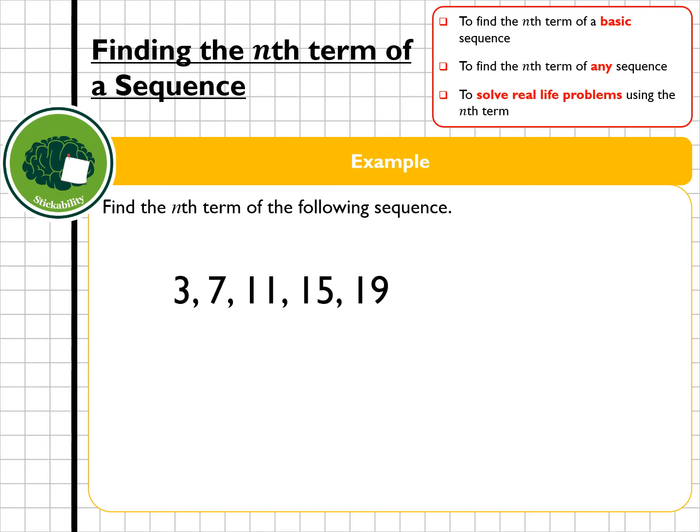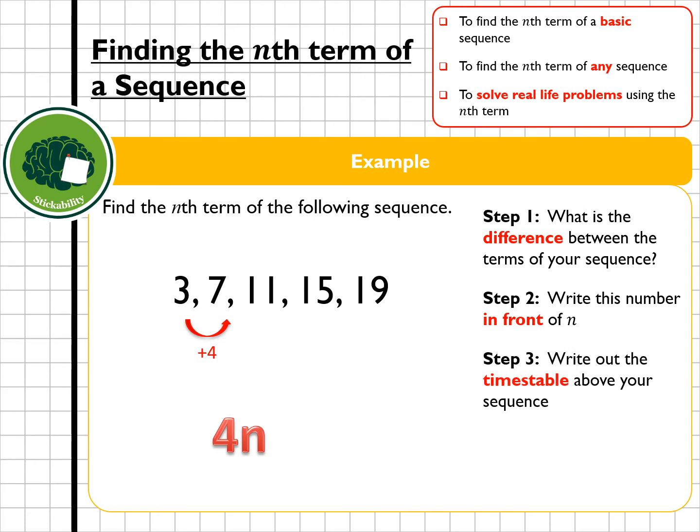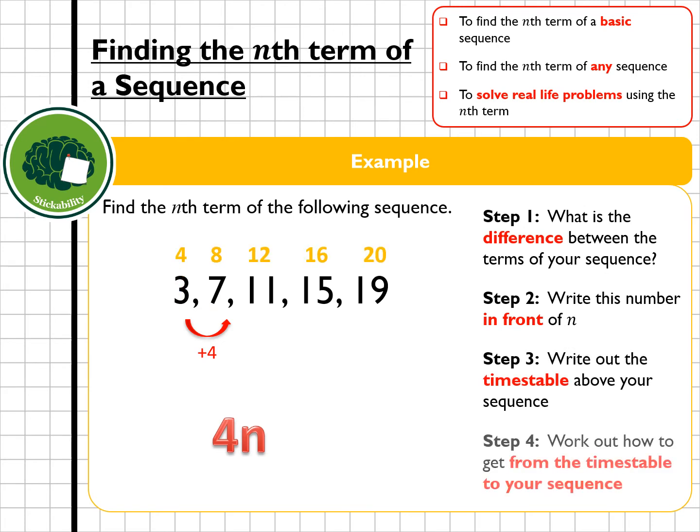Here's another example, just to check that those notes have helped. Step 1, work out the difference between the terms in your sequence. This one, I've got plus 4. That therefore means I'm playing with 4n. It's something to do with the 4 times table because I'm going up in 4s. From that point, write out the 4 times table above the terms, and then work out how I get from that times table to my sequence. This time I need to take away 1 for everything, so I've got 4n minus 1 as the nth term of my sequence.